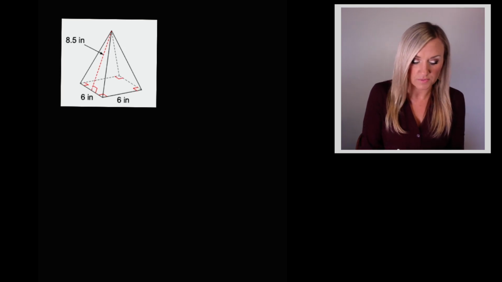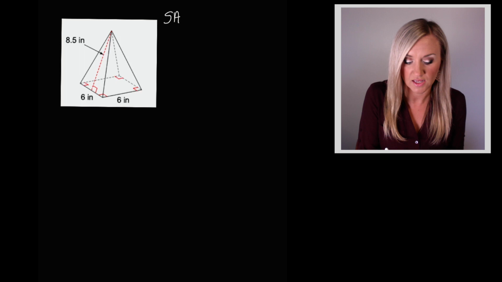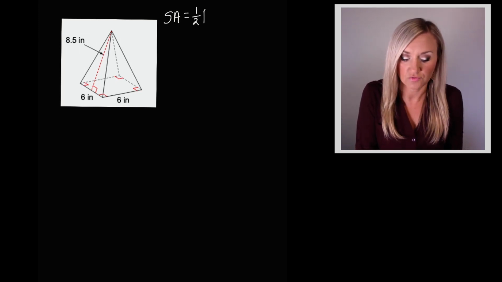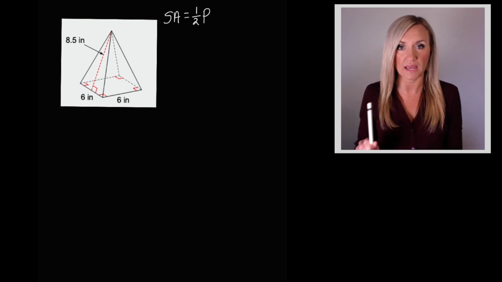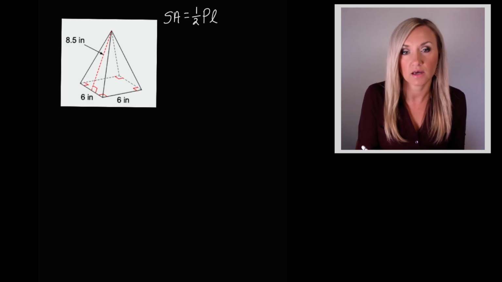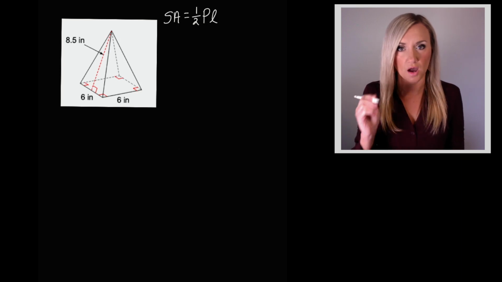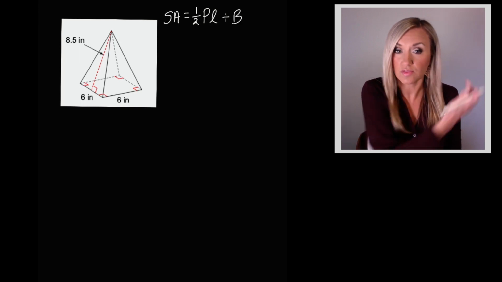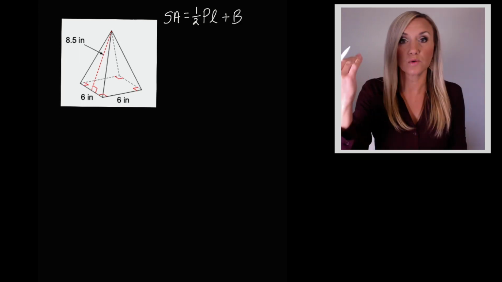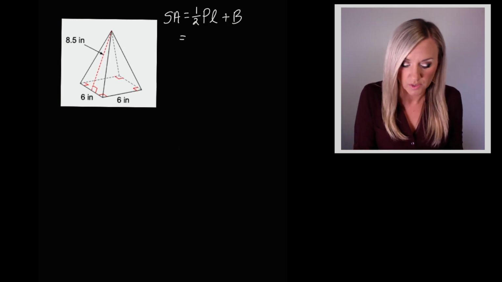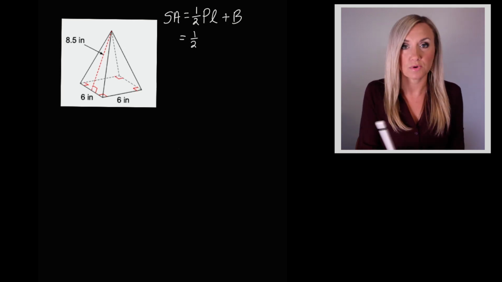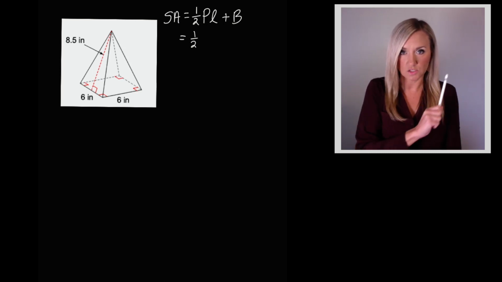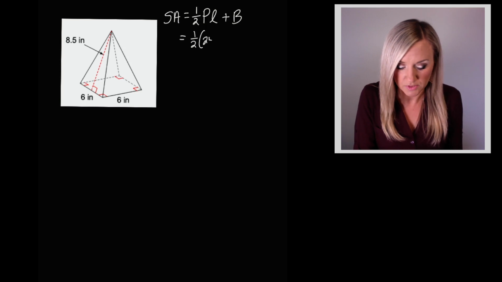And so that formula is, and I'm going to abbreviate SA for surface area, 1/2 of the perimeter of the base times the slant height, which we use a cursive L for, we mathematicians, plus the area of the base. All right, so let's go ahead and plug in what we know. Well, we can calculate the perimeter of the base, and each side of the base is 6. So 6, 12, 18, 24 is the perimeter.